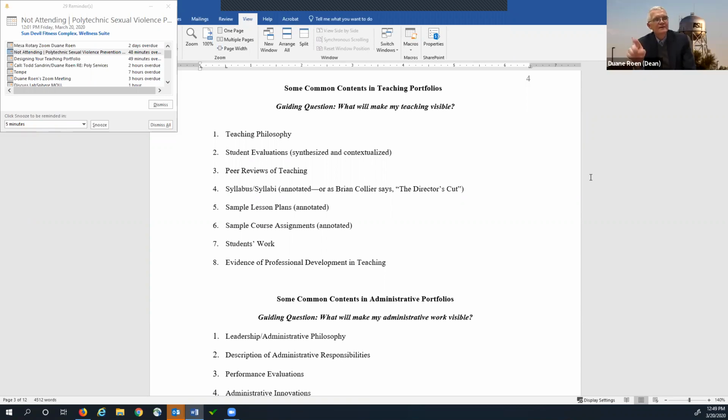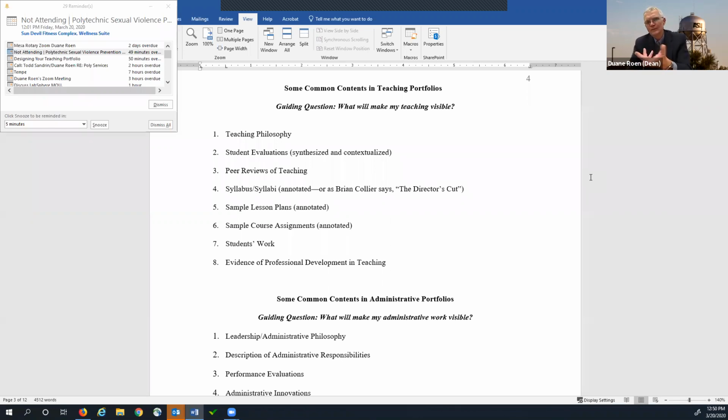Exactly. And go back to that guiding question at the top: what will make my teaching visible? I like to think of this as the It's a Wonderful Life phenomenon. If you just show the best work by your best student, it's possible that student could have done that work even if you had never been born, which is one of the premises of that movie, It's a Wonderful Life. So you have to show that your teaching made a difference in this student's life.